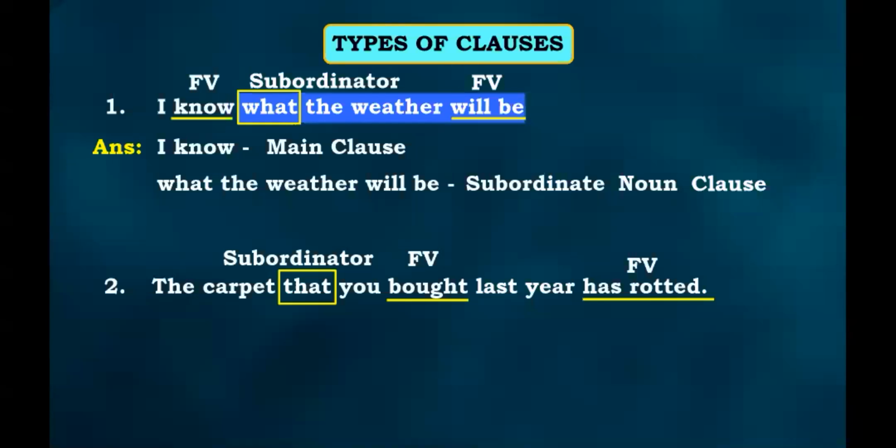Okay. So, because my group of words, the carpet, does not have a finite verb, what will I do? I will give another finite verb to it. All right. So, that you bought last year is your subordinate clause. Okay, the carpet has rotten is your main clause.